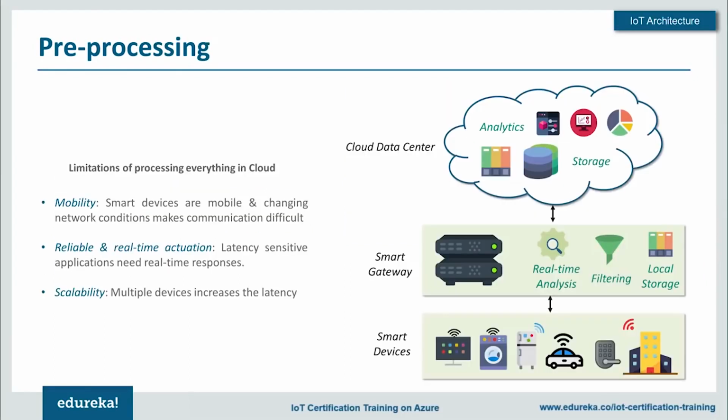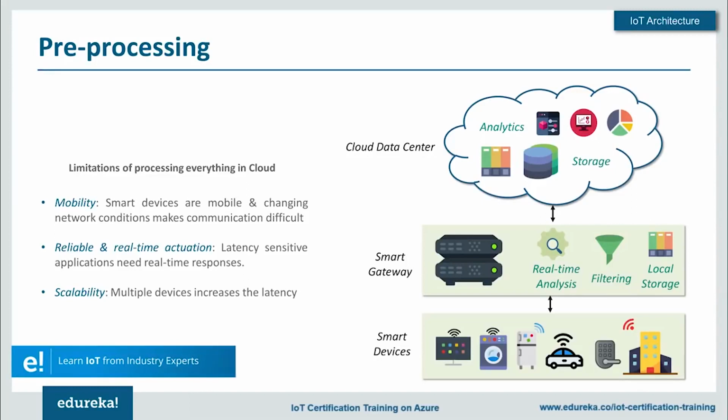Now, the next layer that we have is the pre-processing layer. But before I talk about the pre-processing layer, let's try to understand the limitations of processing everything on the cloud system, which is part of our ecosystem. One of the biggest challenges for me is mobility. Let's say my sensors are on devices which are in constant motion. Then it becomes a really high challenge for me to pass this information continuously to my cloud environment.